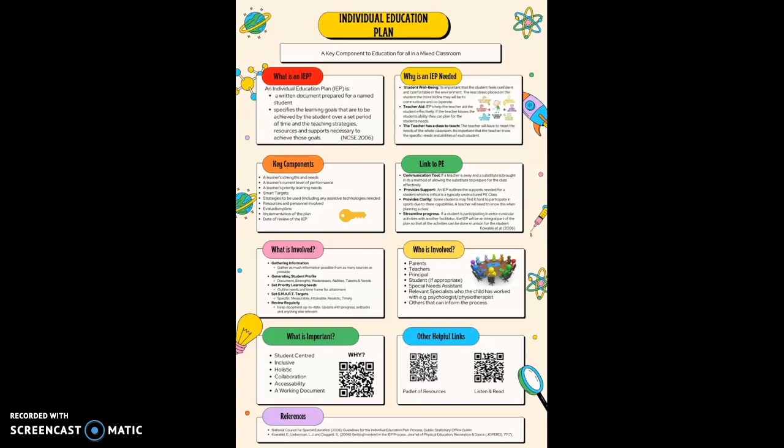Key components of an IEP are as follows: the learner's strengths and needs, the learner's current level of performance, the learner's priority learning needs, SMART targets. So SMART stands for specific, measurable, attainable, realistic, and timely. Strategies to be used, which may include any assistive technologies needed. Resources and personnel involved, evaluation plans, implementation of the plan, and a date for review. Now, as I'll mention later, this is a working document, so it should always be updated.